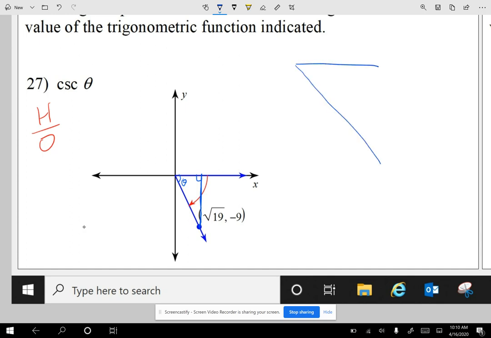So when I see this, this is what I have. Remember my terminal point, my x and my y value. The x is the side that is on the x-axis. The y value is the side that goes up and down. It goes parallel to the y-axis. So I have that this side is radical 19 and this side is negative 9.